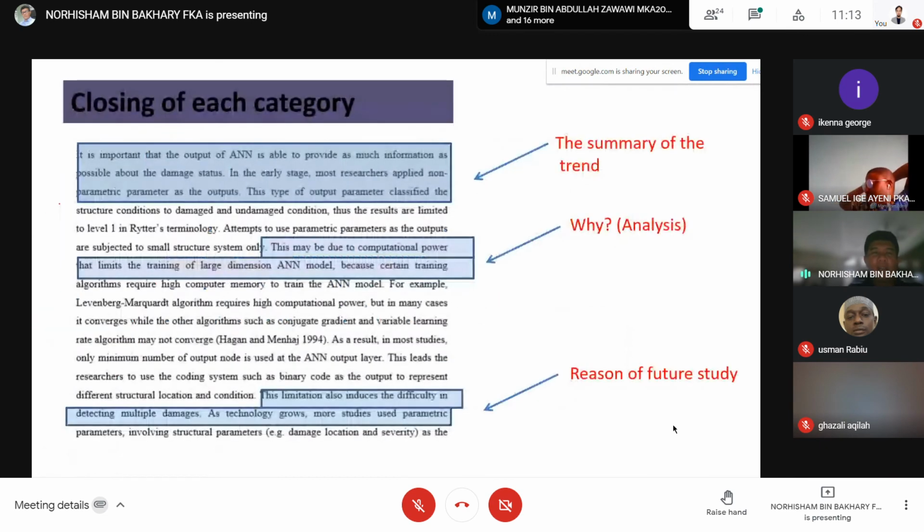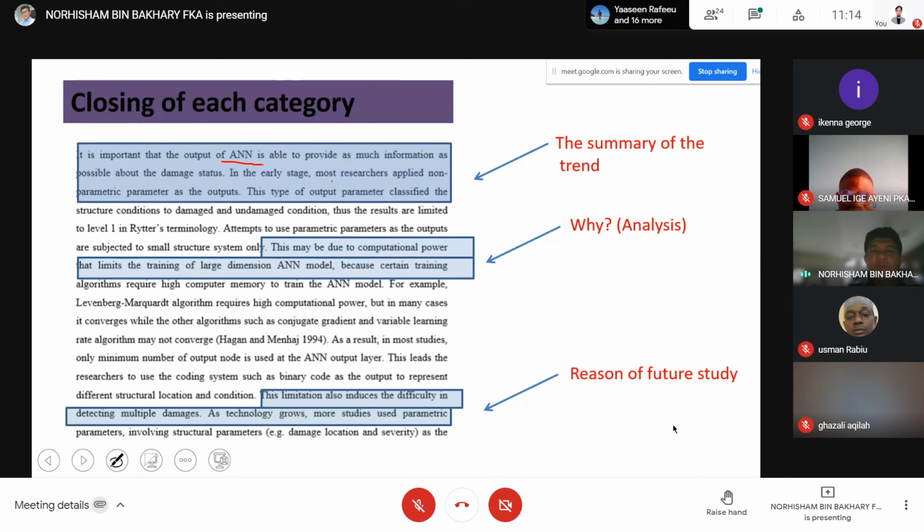It is important that, after I read everything about neural networks, about the model updating methods, all the methods that people use, I narrow down what I want to do. So this is the closing part. It is important that the neural network is able to provide as much information as possible. When I read the methods from the conventional ones, and then the computational methods up to the artificial intelligence methods, I can see that artificial neural networks are able to provide such information about the status.